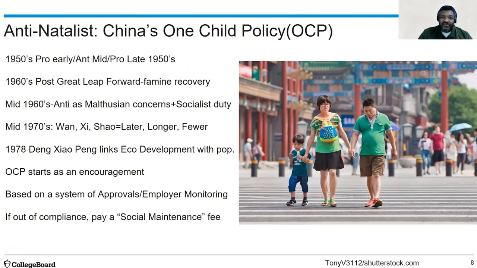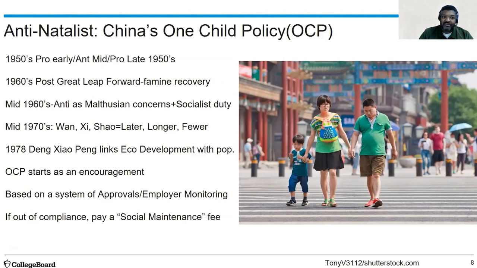Probably the most famous is China's one-child policy. Now, China has not always been an antinatalist country. They wavered back and forth from the 1950s post-World War II, where they lost a lot of their male population due to war.